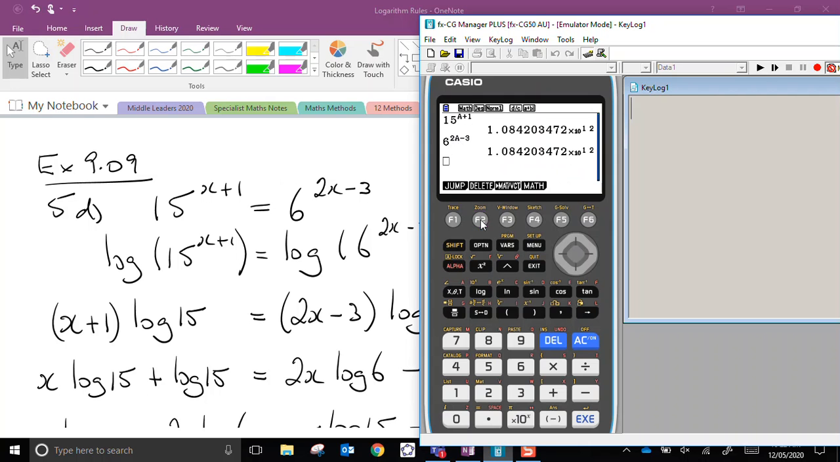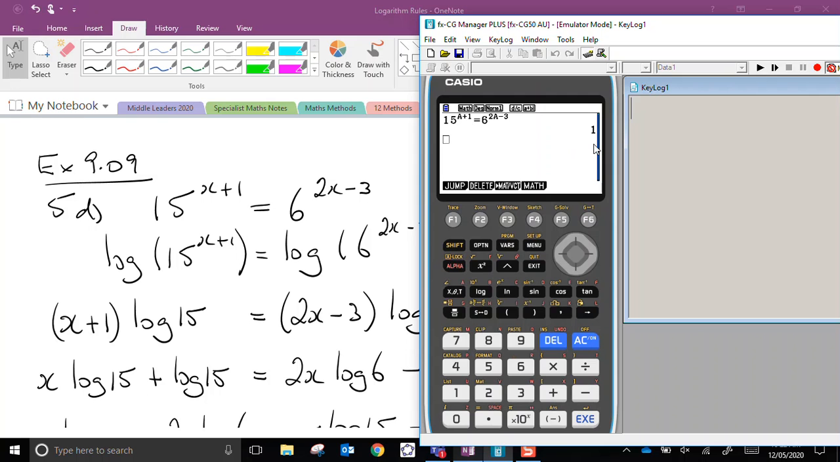Now there's just one other little way that we could have checked that. Let's just try this. 15 to the power of A plus 1. Now, I'll type it as the equation. I'll put the equals sign, and then I'll put 6 to the power of 2A minus 3. Notice that it says the answer is 1.